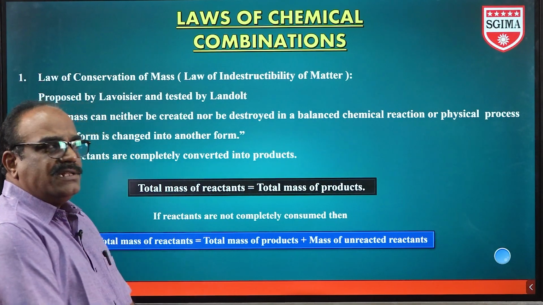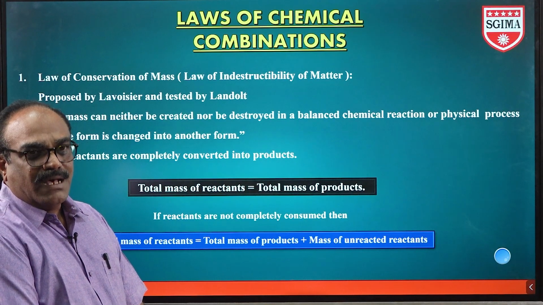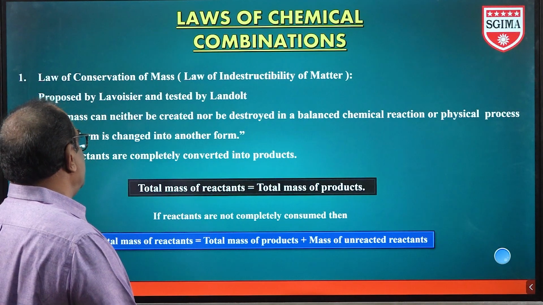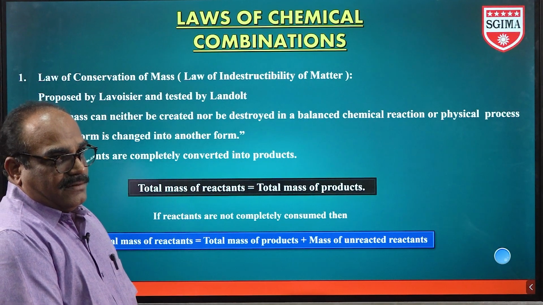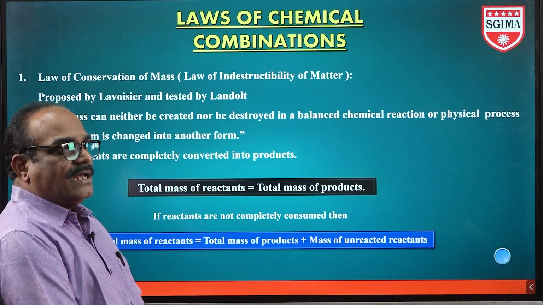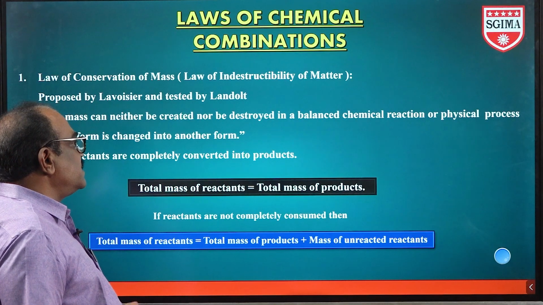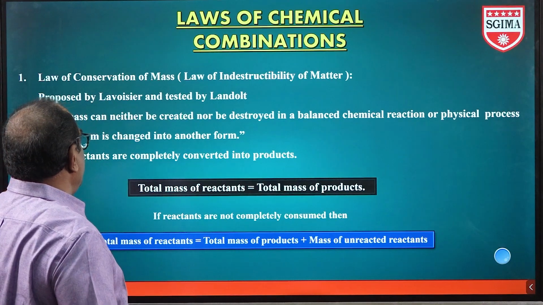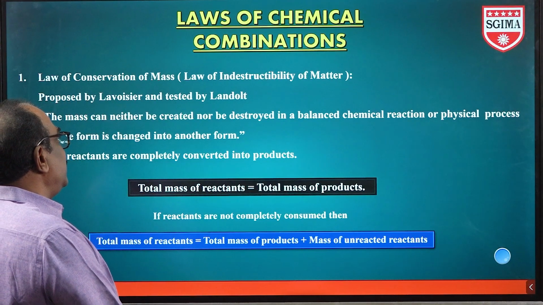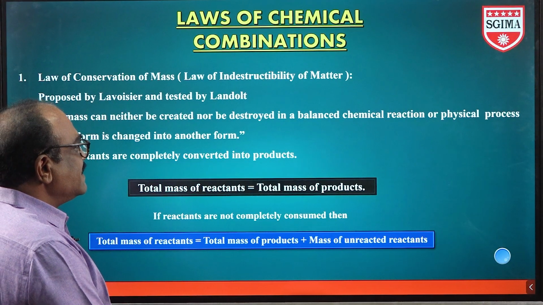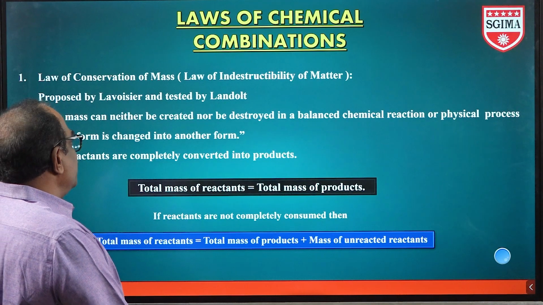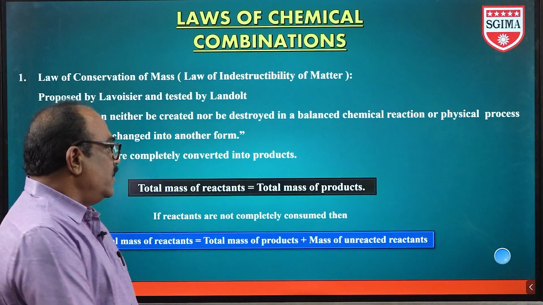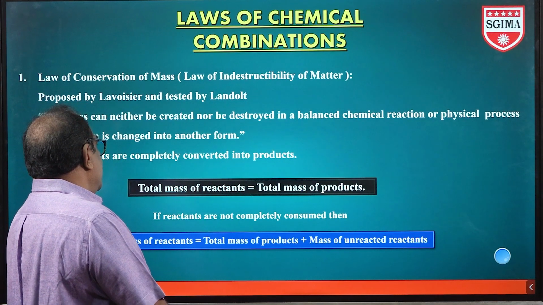The statement in general says that mass can be neither created nor destroyed, or matter can be neither created nor destroyed, but during a physical process or in a chemical reaction, it changes from one form to the other. Mass can be neither created nor destroyed in a balanced chemical reaction or physical process, but one form is changed to the other.